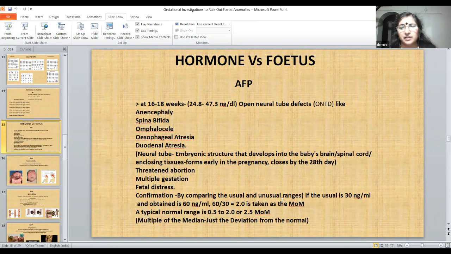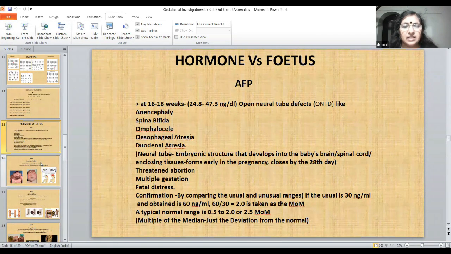The comparison of usual and unusual ranges is like a survey, and the typical normal range is 0.5 to 2 or 2.5 MoM, and variation in that will be a comparison. I am skipping that also, and I am going to the next session.